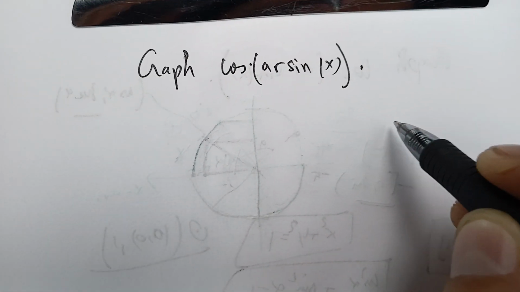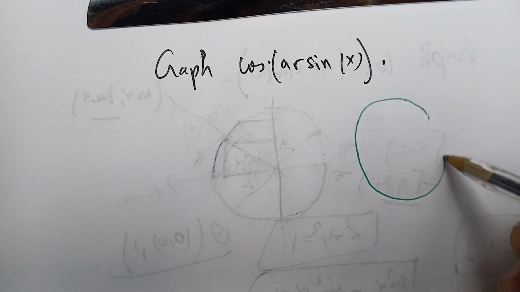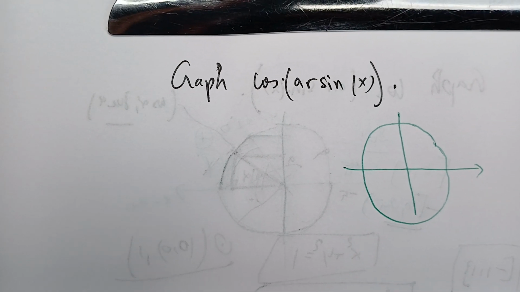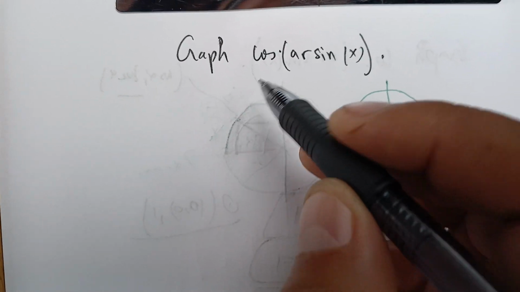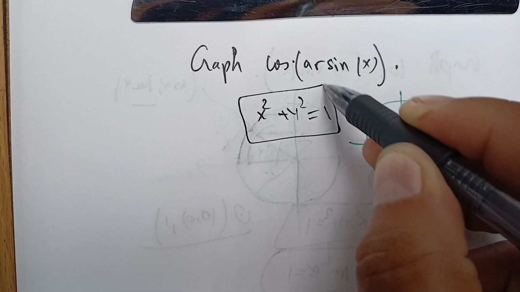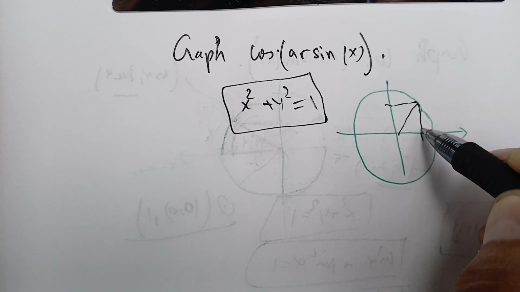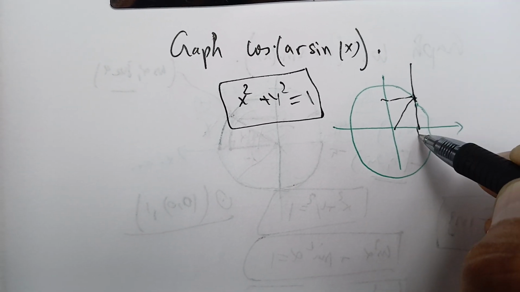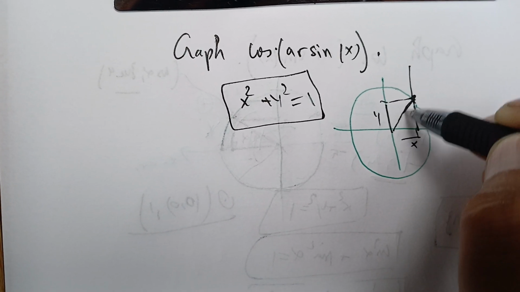So we know the unit circle. Let me graph it here. We can represent it by x squared plus y squared is 1. This is just the Pythagorean theorem. This is x here, and this is y, and this is just the radius.